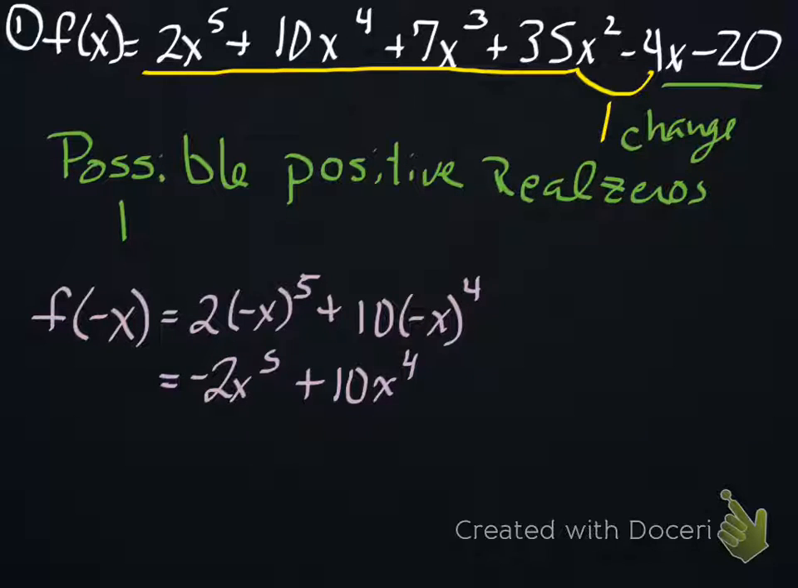If I'm plugging in a negative x on this next one, it's negative x cubed. That means I have negative x times negative x times negative x. That means we have 3. So that's going to make it negative. So if it makes it negative, I'm going to change the sign in front, that plus sign to a negative sign, so negative 7x cubed.